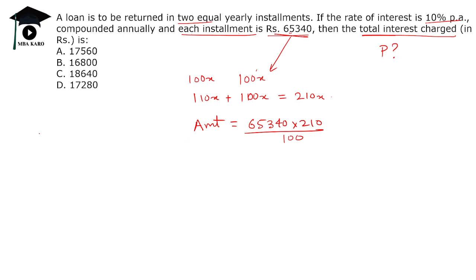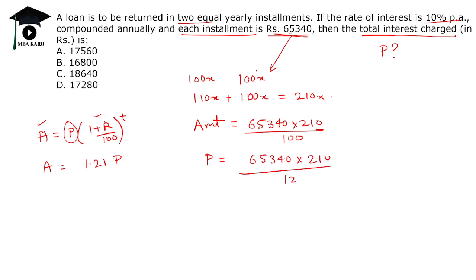This is amount. Now we know that in compound interest, amount is P into 1 plus R by 100 raised to the power T, right? So amount is given to us, R and T everything is known, so we can calculate principal. So principal will be equal to, amount is this, and in this case amount will be equal to 1.21 P. Okay, 10% rate of interest. So P will be this divided by 1.21. So can we say that principal is 65,340 into 210 by 121.